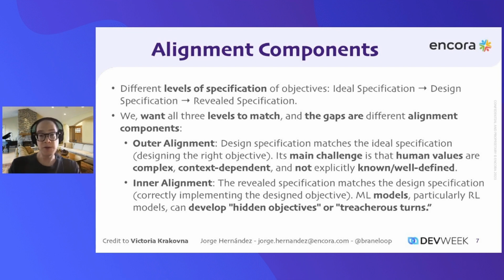And the spaces between those are where the alignment components appear. So there are two alignment components. The first one is outer alignment. And outer alignment happens when the design specification matches the ideal specification. That is, we designed the right objective.